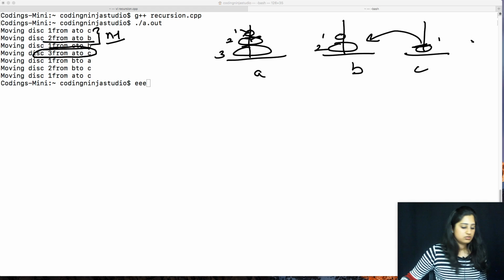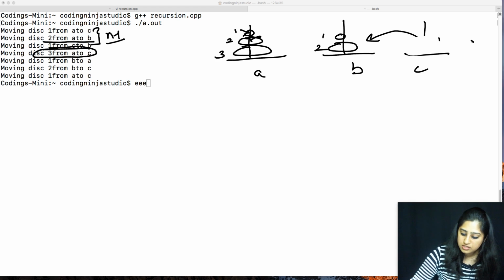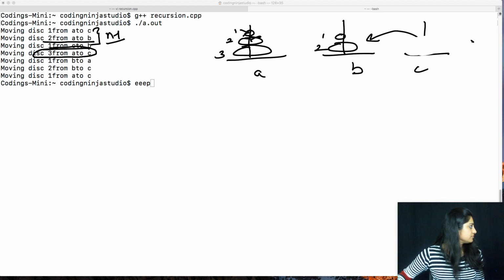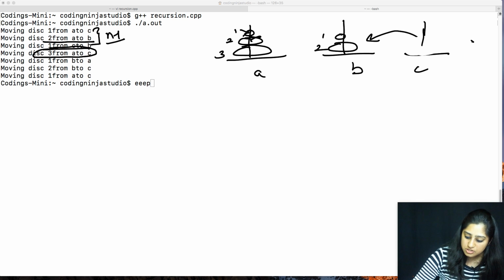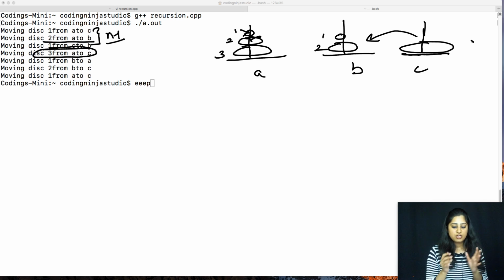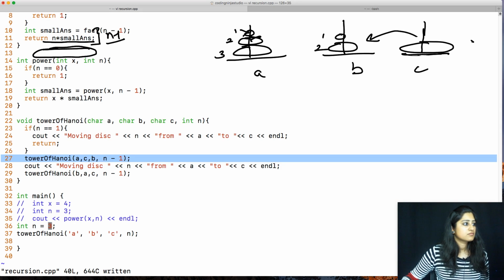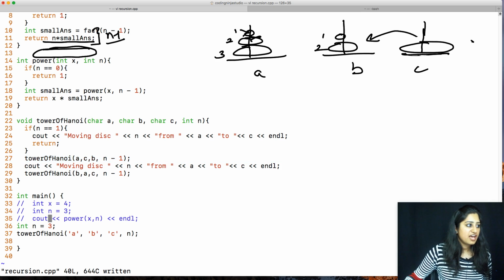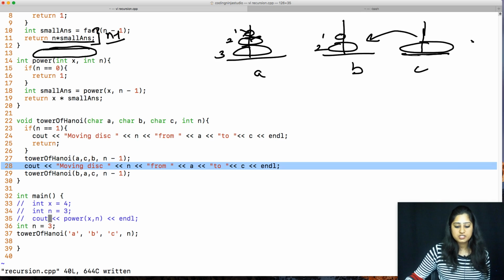So, let's just clear this. I'll just move disk 3 from A to C. This 3 is there. Now we are at a state. Which state are we at? We are at this state. We have moved the first n minus 1 disks from A to B. We have moved the last disk from A to C.